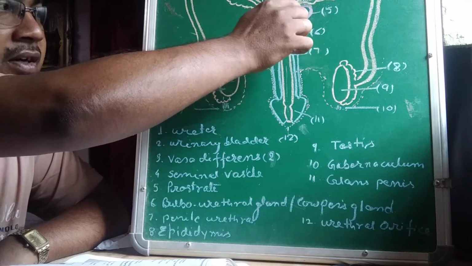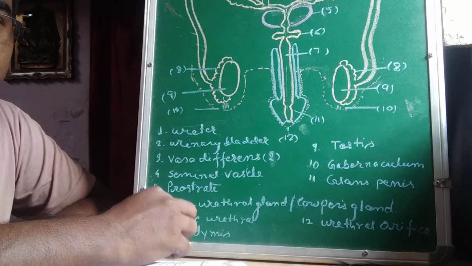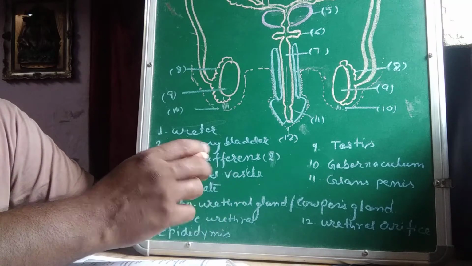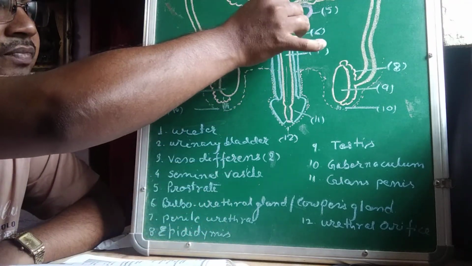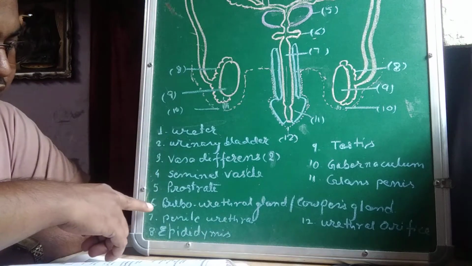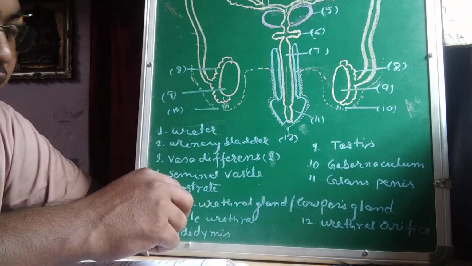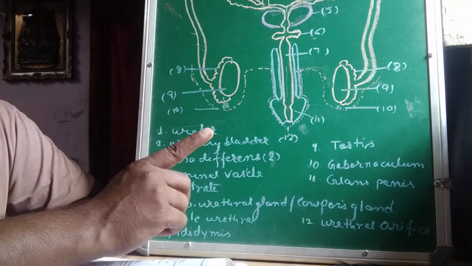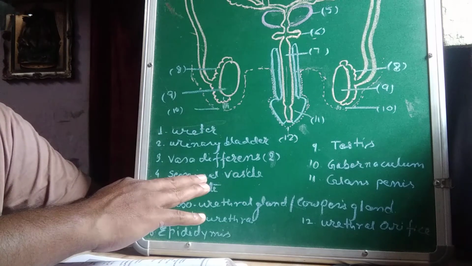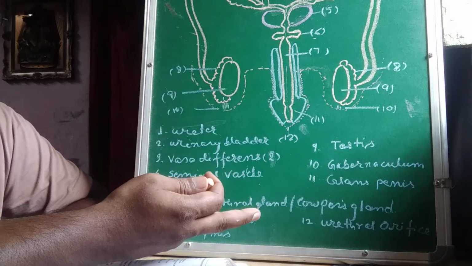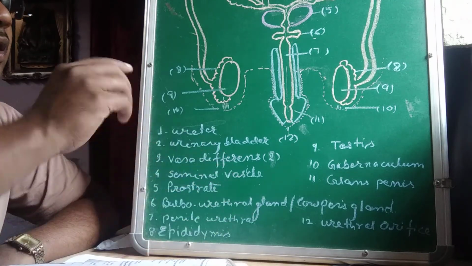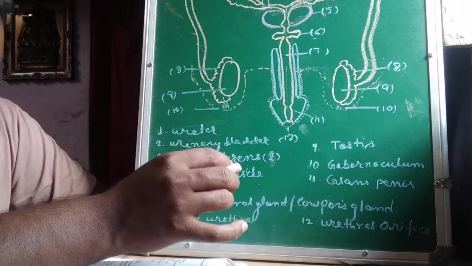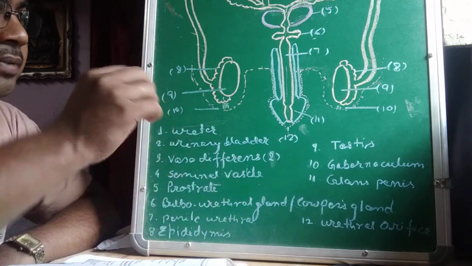This is the fifth number. I have written prostate gland. The prostate gland has the duty to secrete certain chemicals. It also helps in the erection of the penis. Now this part, number 6, I have written bulbourethral gland. It is also known as Cowper's gland. Cowper's gland, prostate gland, seminal vesicle: there are 3 glands associated with this. The testis itself also functions as a gland, but no problem. These 3 glands provide certain chemicals to the sperm.